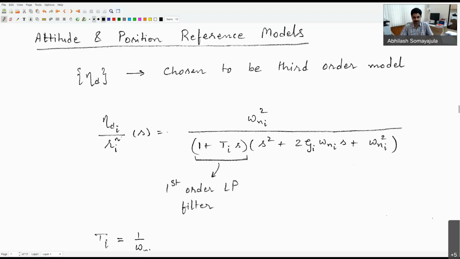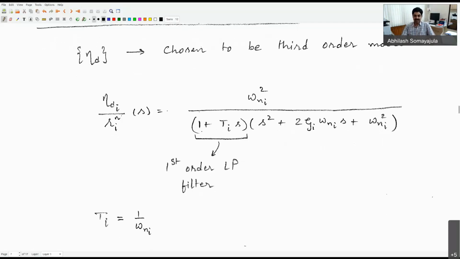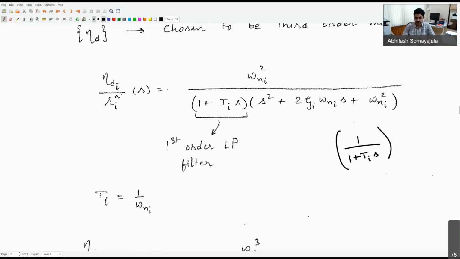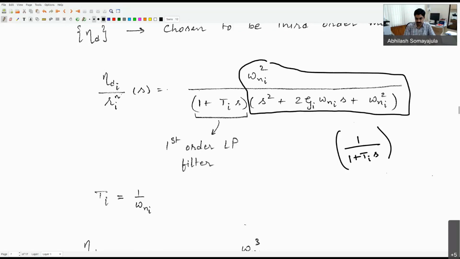Okay, so you will see here that in this case, I may be choosing a first order filter of the form 1 divided by 1 plus Ti times S as the so-called transfer function for the first order low pass filter. And that is again cascaded together with the previously seen second order spring mass damper system which we saw before.